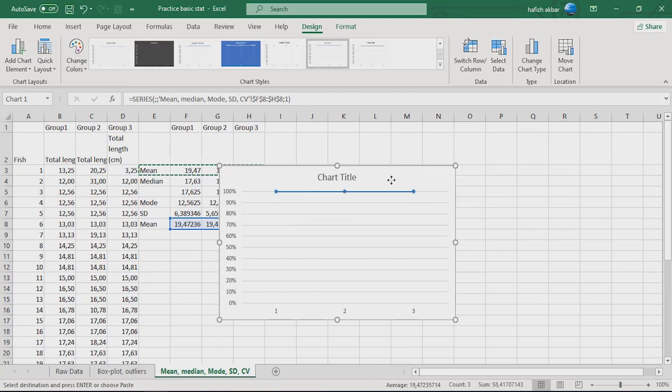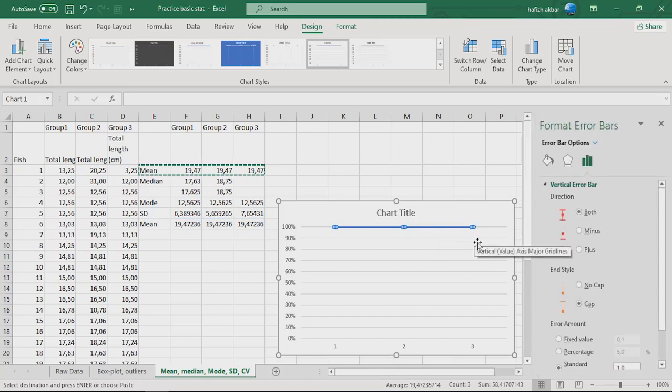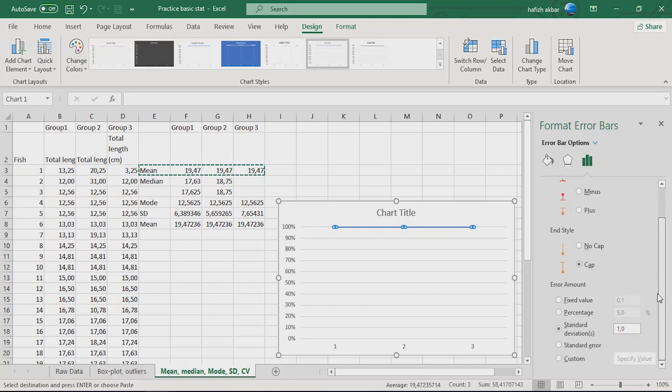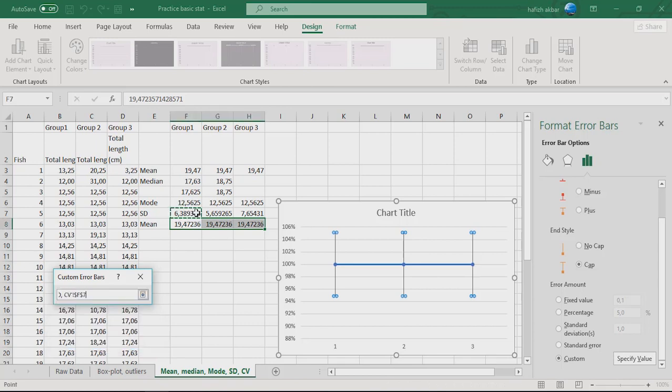So, from the graph, we can add error bars and choose standard deviation. Oh, what happened? Oh, okay. Standard deviation. Okay. Then for standard deviation, we put the value for standard deviation. Select the values of standard deviation, and then okay.